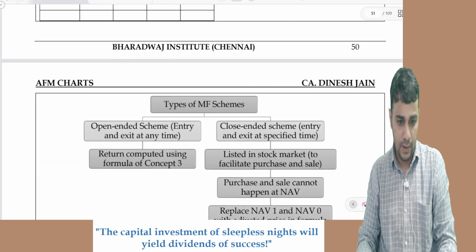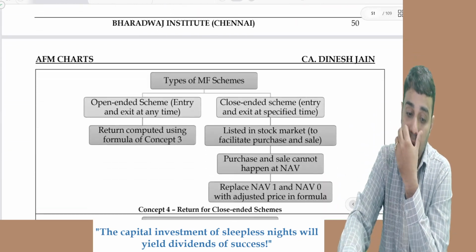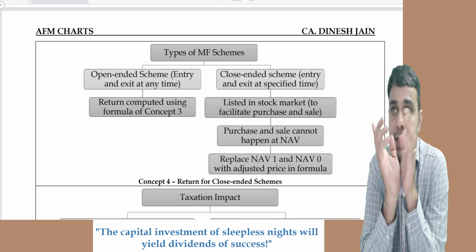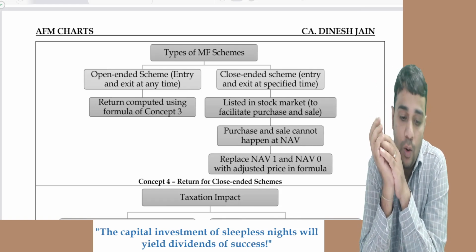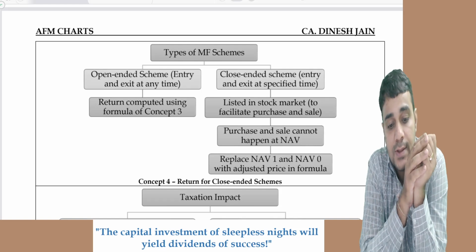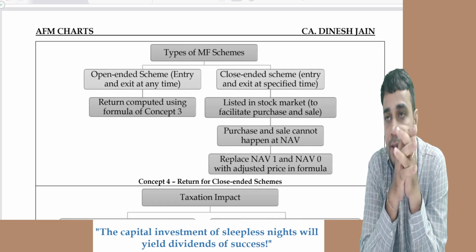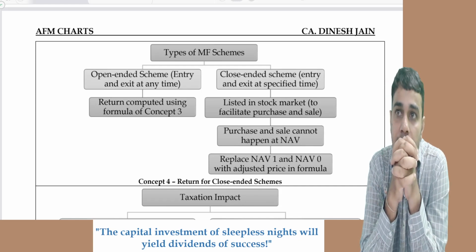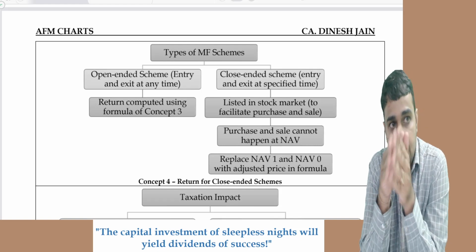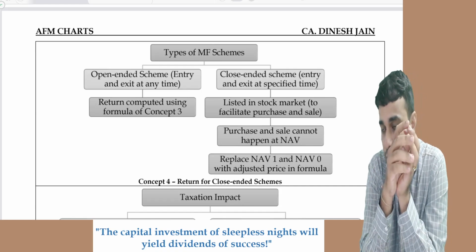Now there are two types of mutual fund scheme. One is called an open-ended scheme, and the other is a close-ended scheme. I'm not going to do a problem on this because in the class itself I gave it as homework. An open-ended scheme is one where a person can enter at any time and exit at any time. How do I calculate return? NAV1 minus NAV0 plus D1 plus CG1, divided by NAV0.